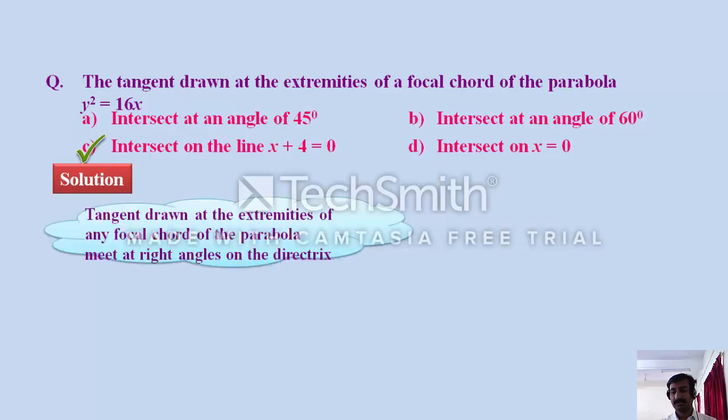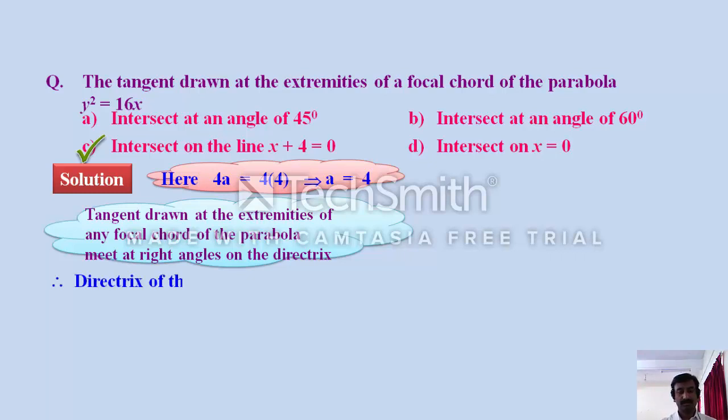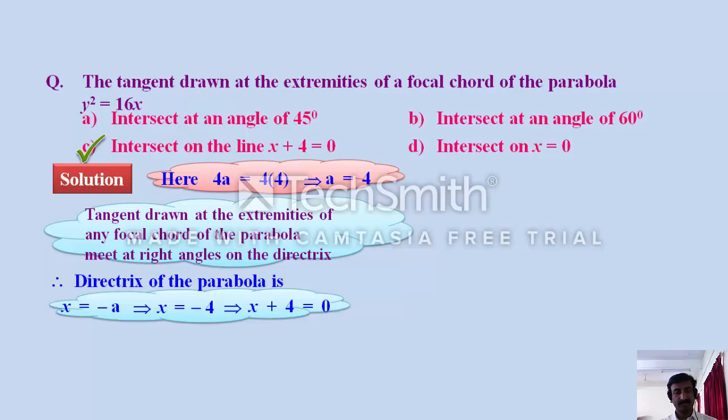Remember, the tangents drawn at the extremities of any focal chord of the parabola meet at right angles on the directrix. Remember, if you find the directrix, then it is enough for us. Now the equation given is y square equal to 16x, here 4a equal to 16, therefore a equal to 4. Now let us find the directrix equation. The equation of the directrix is x equal to minus a, and I put a equal to 4, you get it as x plus 4 equal to 0. This is my required answer here.